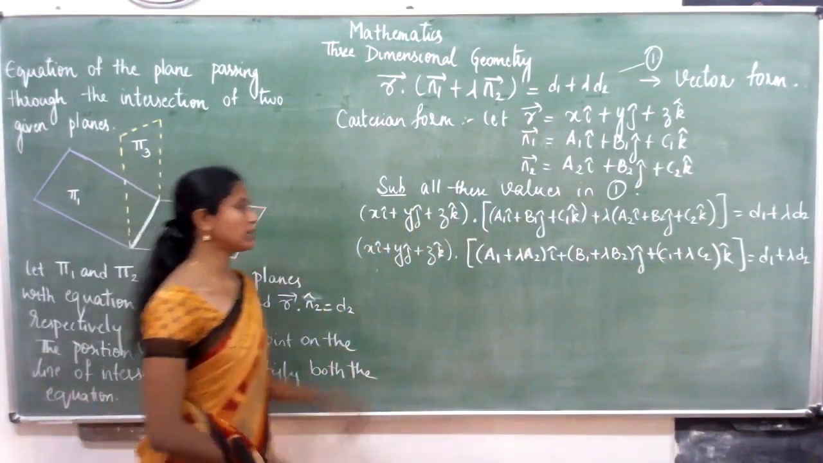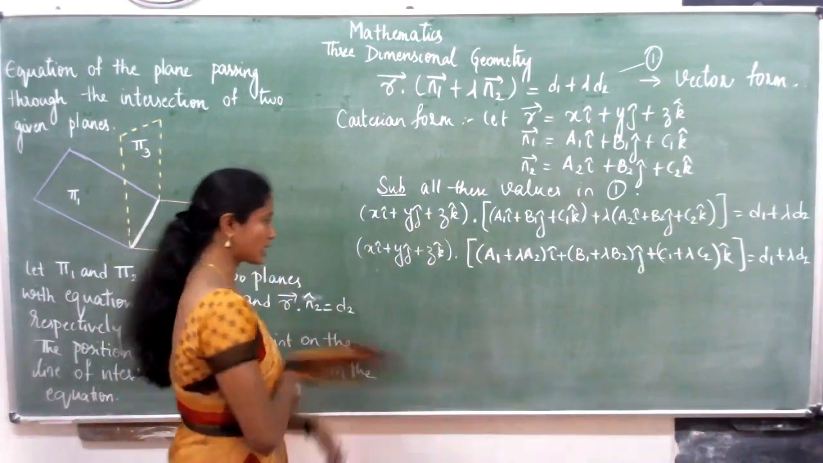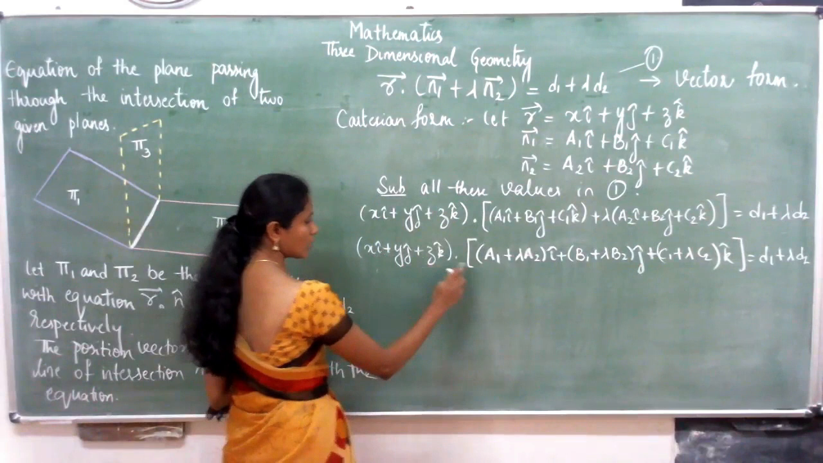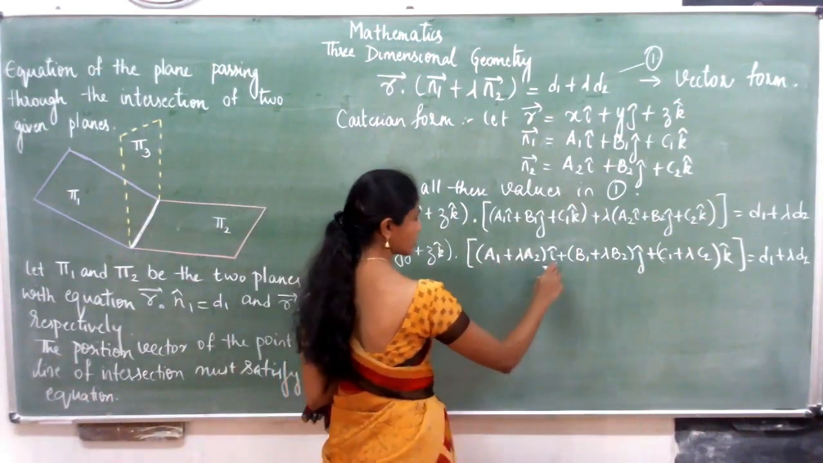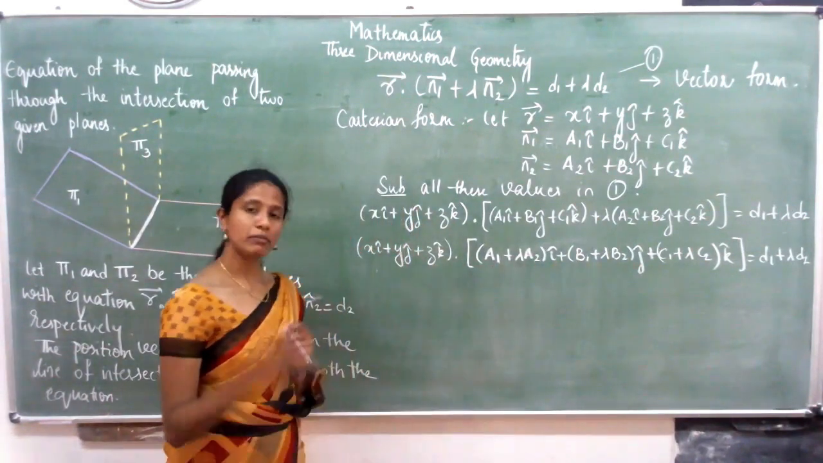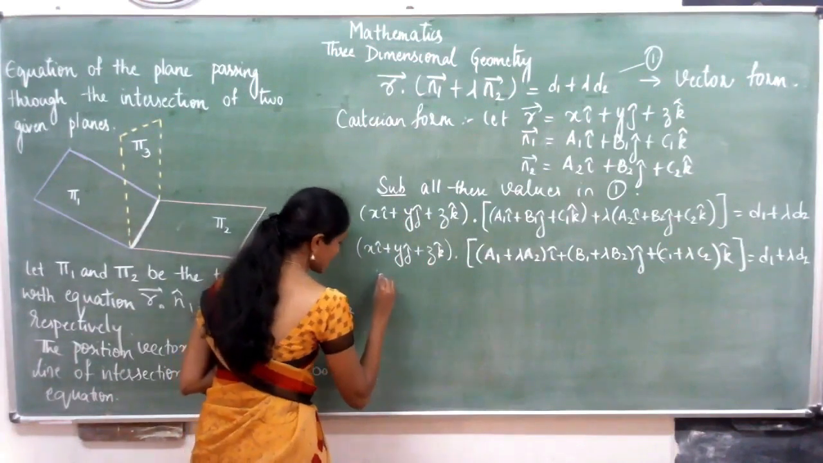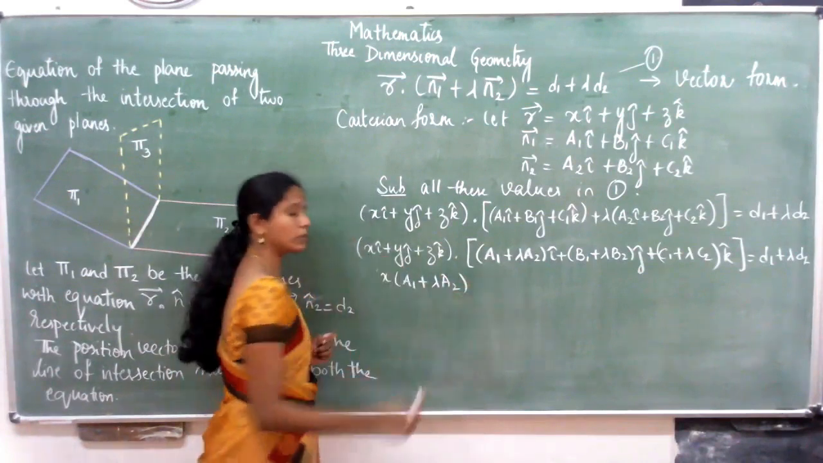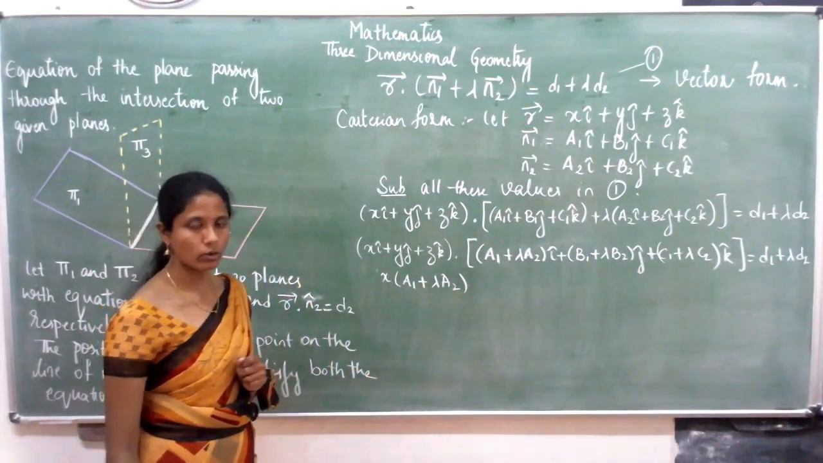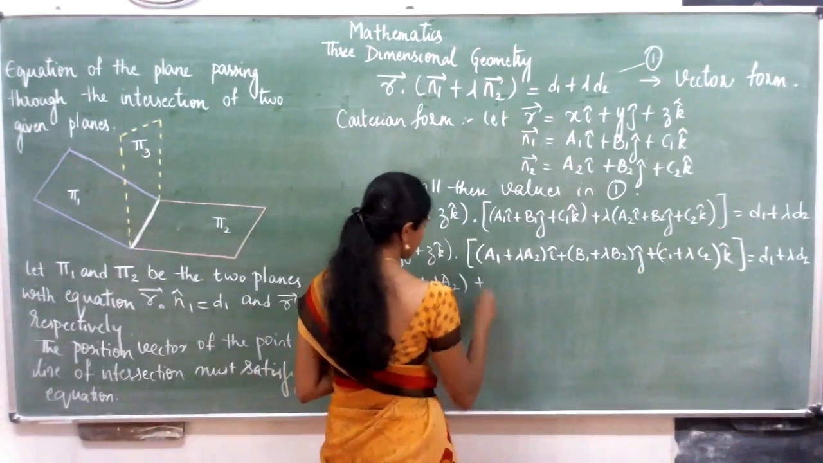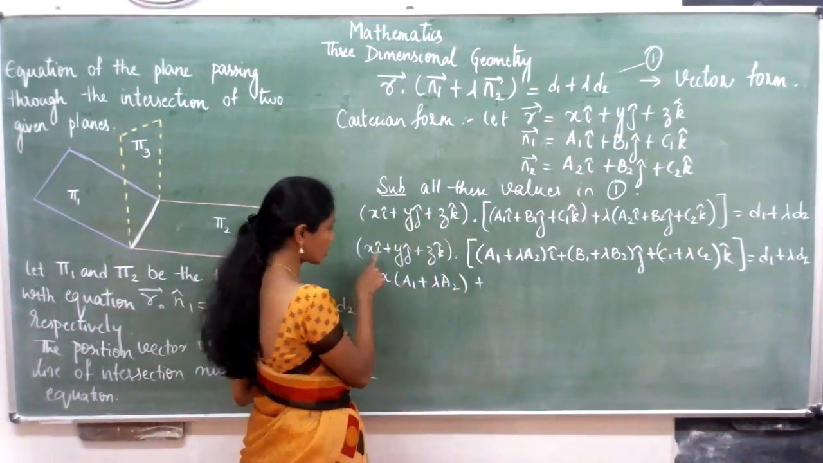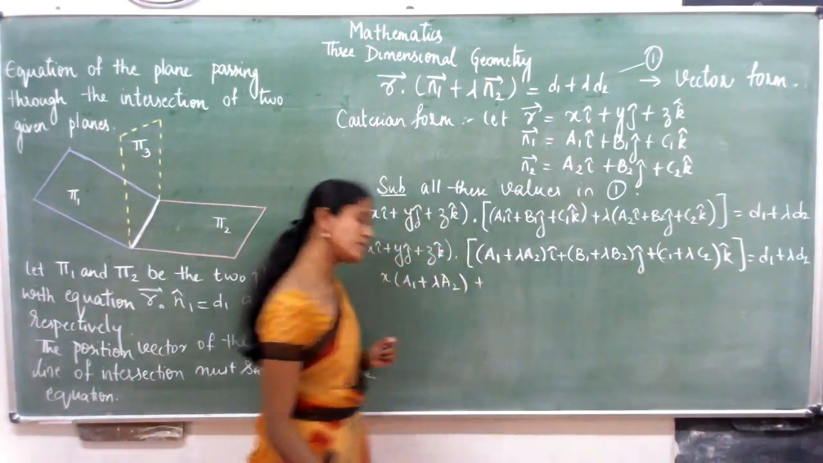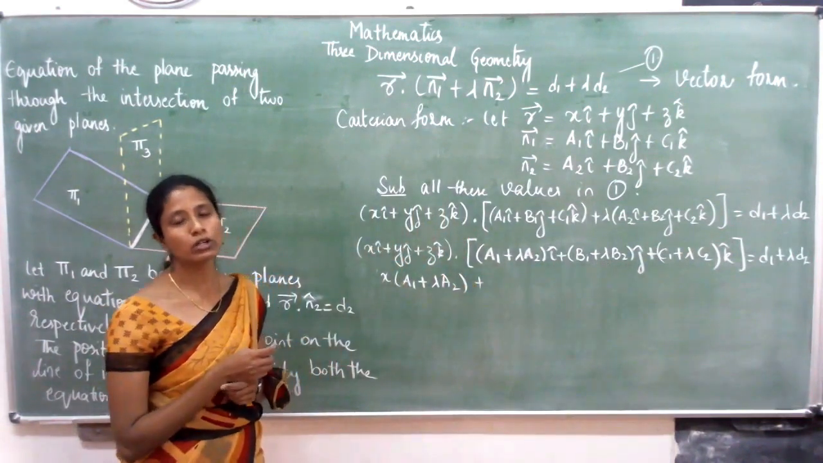Now let us find the dot product between these two vectors. If I find the dot product, we know that i cap dot a1 plus lambda times a2 into i cap will be equal to x into a1 plus lambda times a2, because i cap dot i cap is equal to 1. Similarly, if you find the dot product between i cap and b1 plus lambda times b2 j cap, then i dot j will be equal to 0.